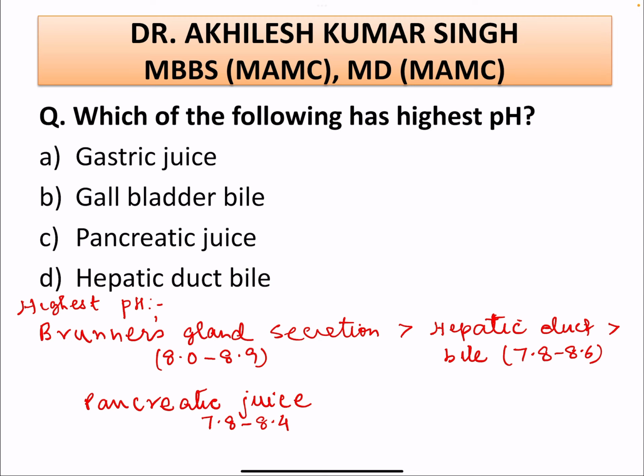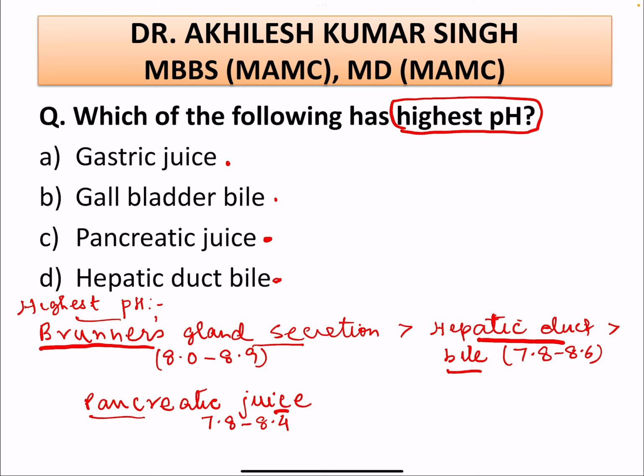Then let us look at another question here. Again, which of the following has the highest pH? I told you that for highest pH, look for the Brunner's gland secretion. If not given, then look for the hepatic duct bile. If not given, then look for the pancreatic juice. Let us look at the options here: the gastric juice, gallbladder bile, pancreatic juice and hepatic duct bile. Here the pancreatic juice and hepatic duct bile are both given in the options. Which one has the highest pH here?